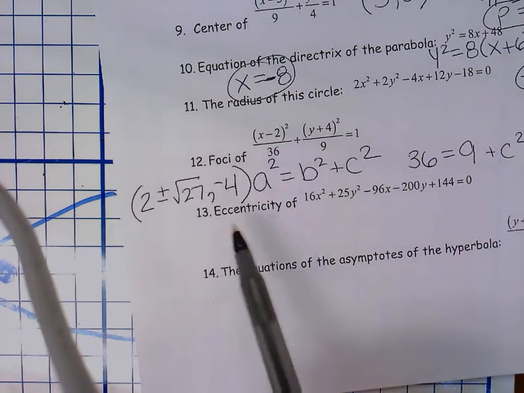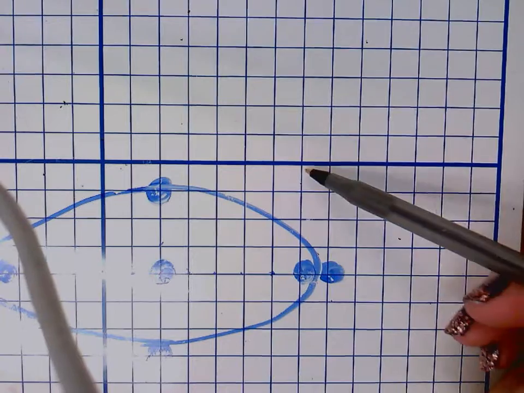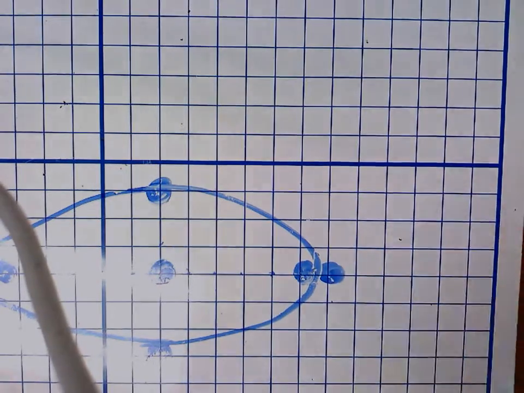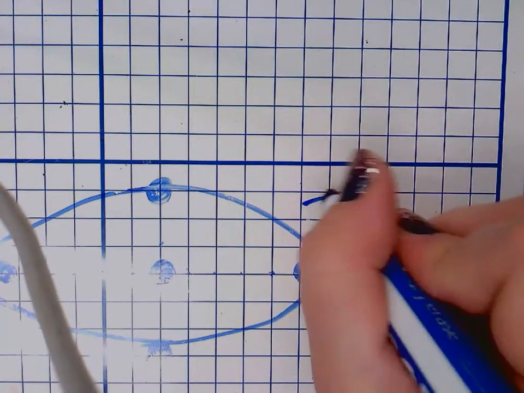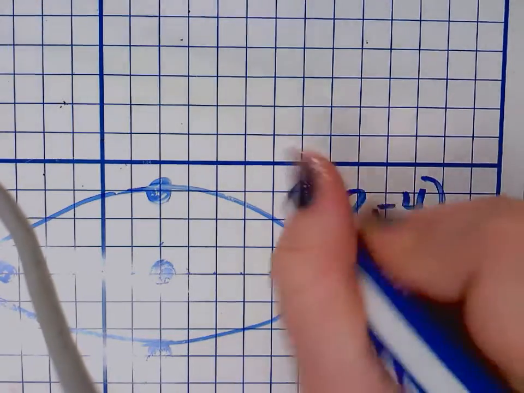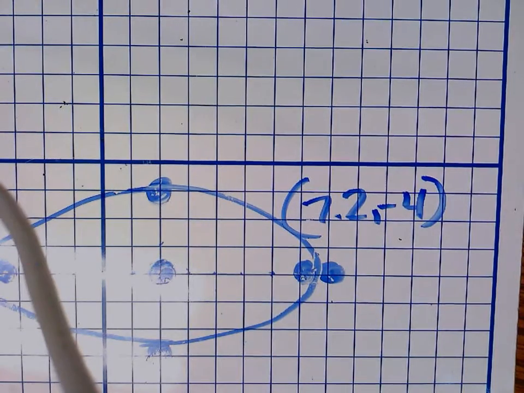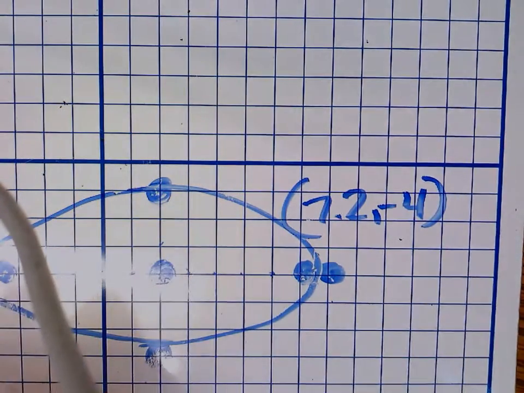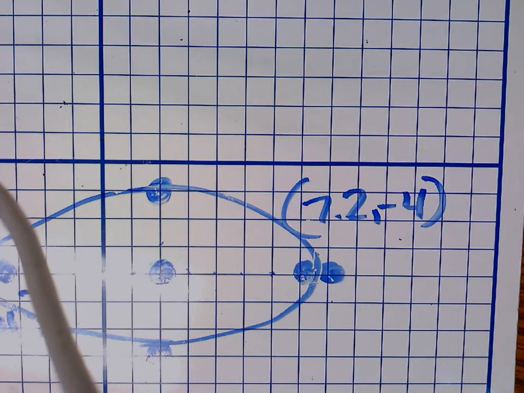So if you wanted to call it 7.2, right, this is 7.2 comma -4, you could write it that way too. 7.2 comma -4, and then this one would be whatever. We're starting at 2 and we're subtracting 5.2, right? So -3.2, -4. So to me, finding the foci of an ellipse, I think, is a little bit challenging.